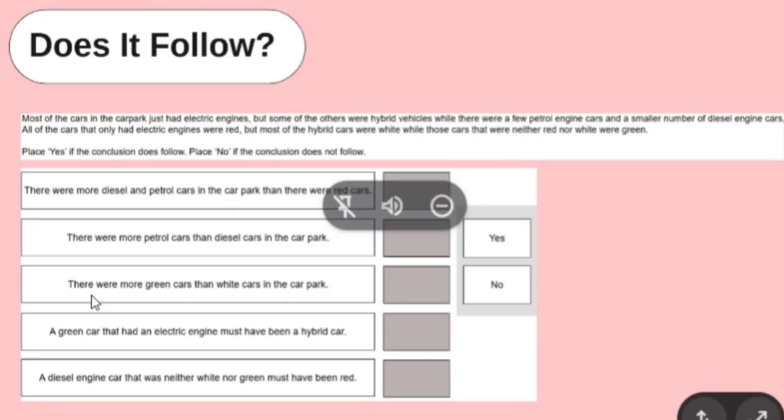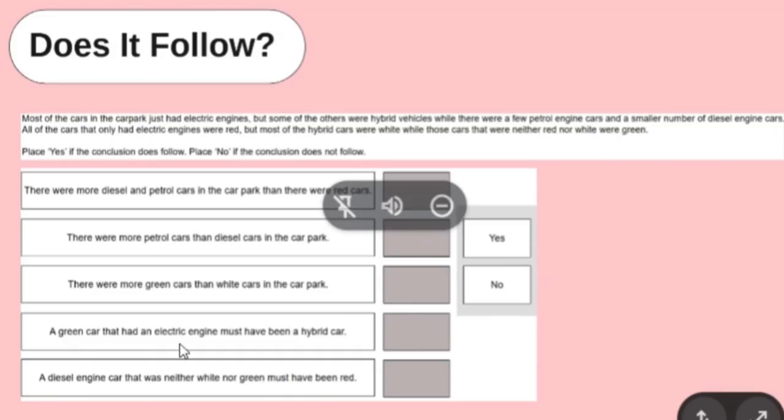Then for the third statement, there were more green cars than white cars in the car park. Okay. Well, I don't think there are any numbers said, and there's no direct comparison between green cars and white cars in the car park. So again, the conclusion does not follow, and it would just be no. If there's no evidence given to you, then you can't say it's true.